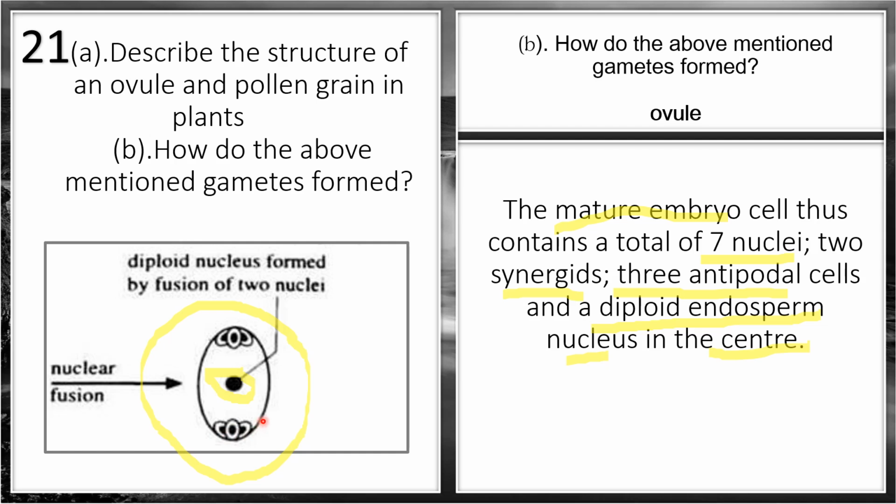So when you count the total number of nuclei, you will see we have 3 at the bottom and 3 on top, which are all haploid, plus 1 in the center, which is diploid. Then they make a total of 7 nuclei.